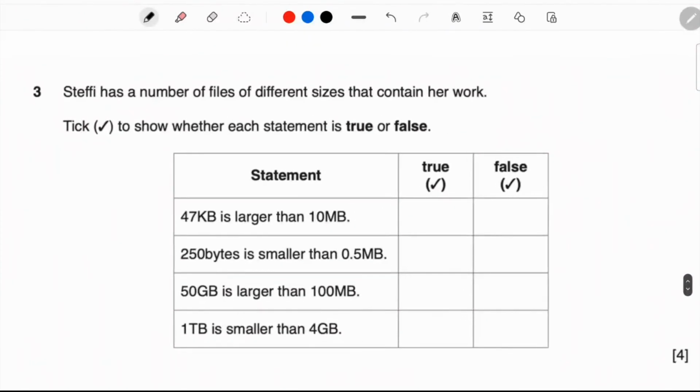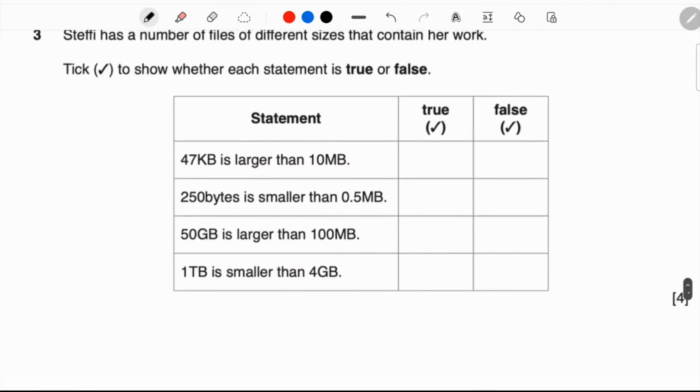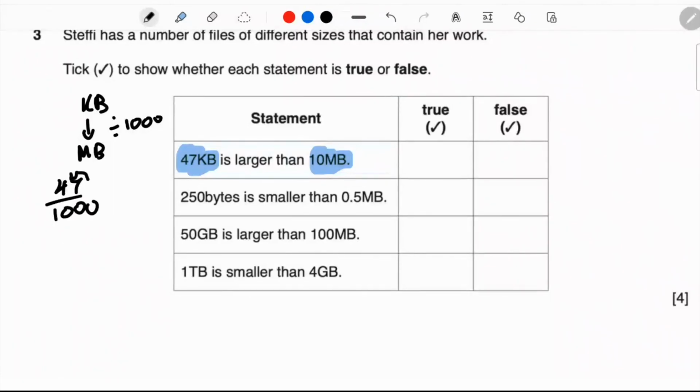Another simple question. It says Steffi has a number of files of different sizes that contain her work. Tick to show whether each is true. 47 KB is larger than 10 MB. Let's confirm by doing it. KB to MB, I have to divide by 1000. So 47 divided by 1000 is actually 0.047 MB. Which is bigger? This is false, because this is smaller, not larger.